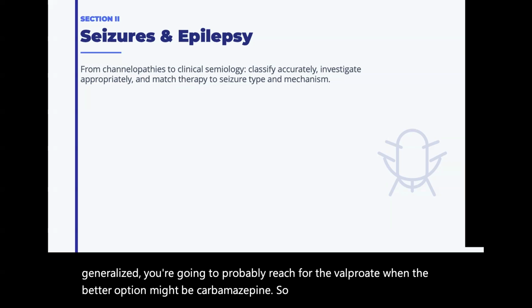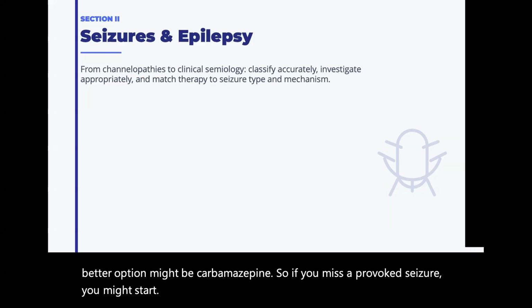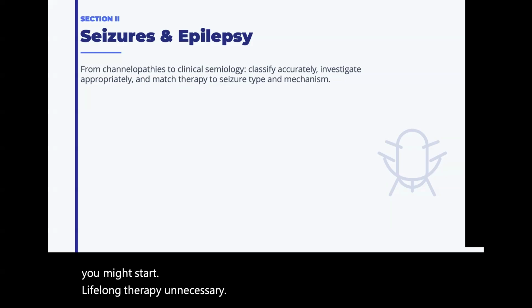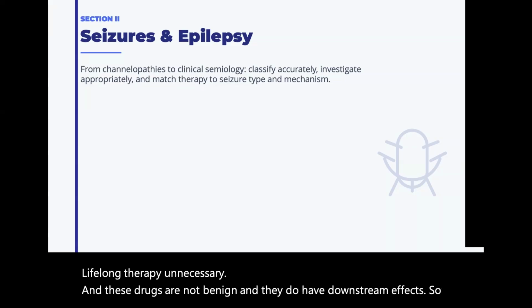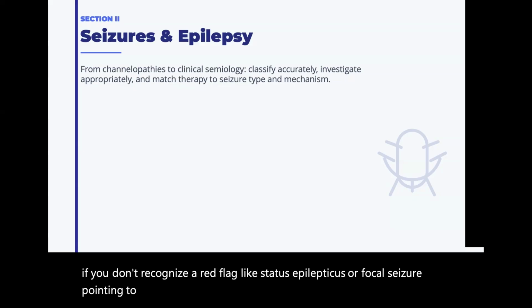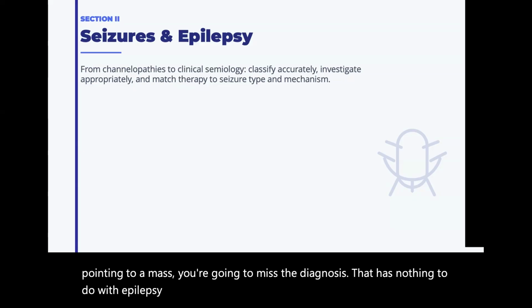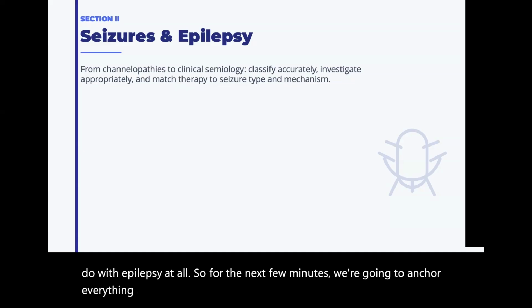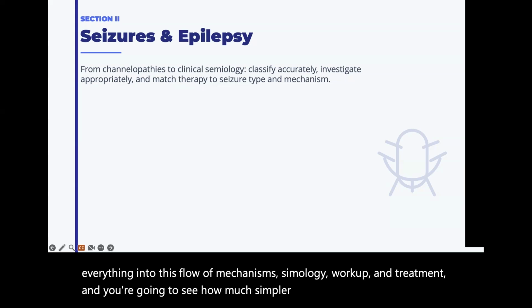So if you miss a provoked seizure, you might start lifelong therapy unnecessarily. And these drugs are not benign and they do have downstream effects. So if you don't recognize a red flag like status epilepticus or focal seizure pointing to a mass, you're going to miss the diagnosis that has nothing to do with epilepsy at all. So for the next few minutes, we're going to anchor everything into this flow of mechanism, semiology, workup, and treatment. And you're going to see how much simpler a seizure evaluation can become.